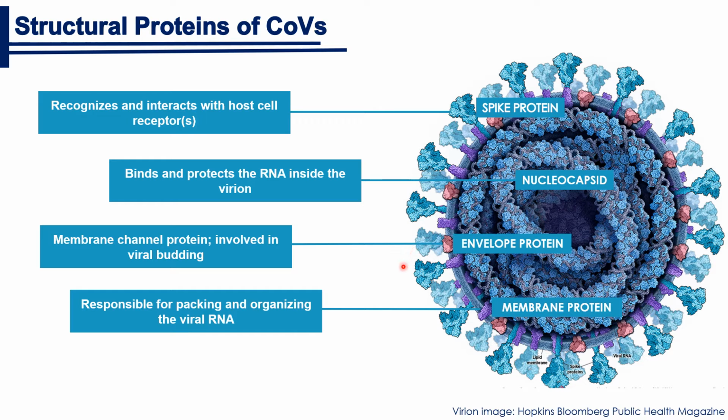Now these four structural proteins are very crucial proteins of the coronavirus, and to a large extent they determine the infectivity of the virus and the host tropism. The spike protein is responsible for interacting with the host cell receptor, and without its interaction with the host cell receptor, the virus cannot infect any cell.